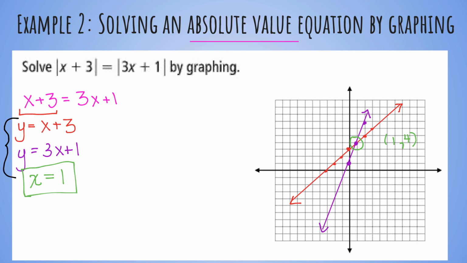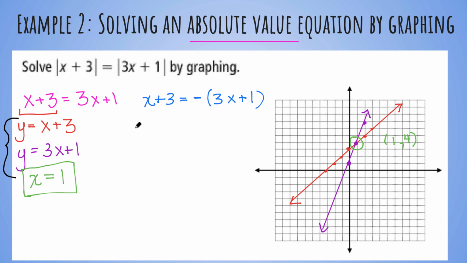Now we need to find the second solution. To find the second solution, we're going to go back to our original equation and we need to look at the negative. So we have this set up without the absolute value. Now we're going to set up x plus 3 equals, now we're going to put negative with a parenthesis of what's inside on the right. Okay, so we're setting it up two different ways.